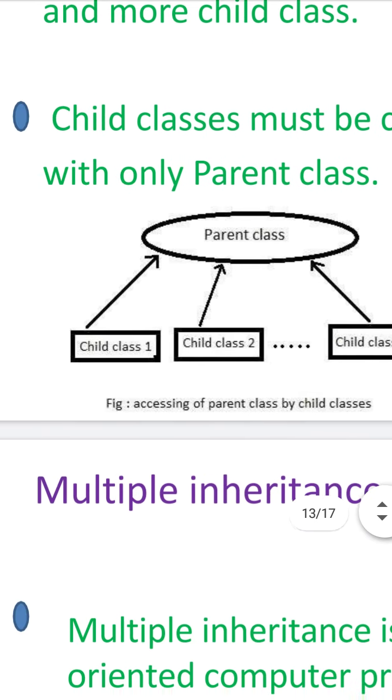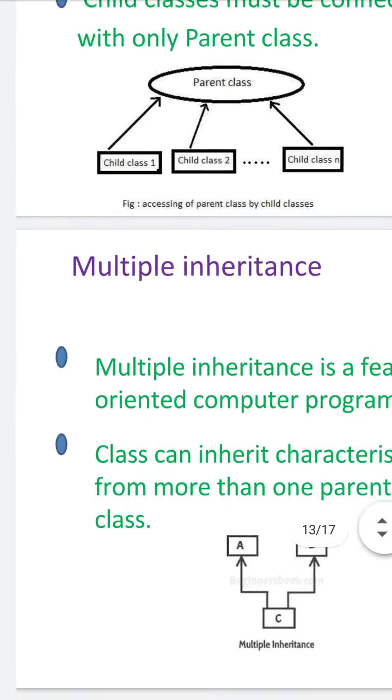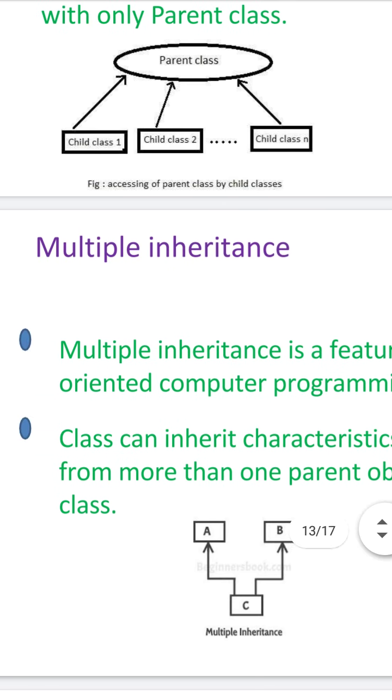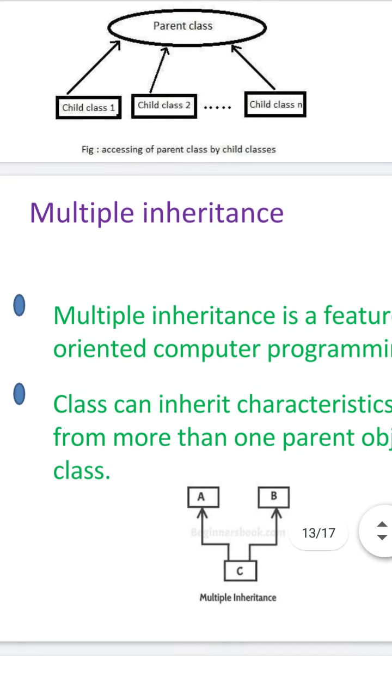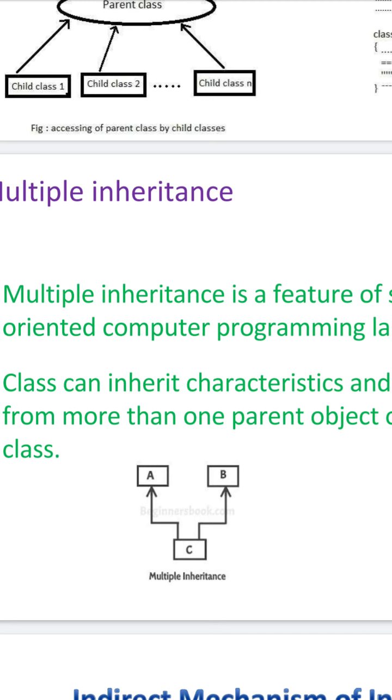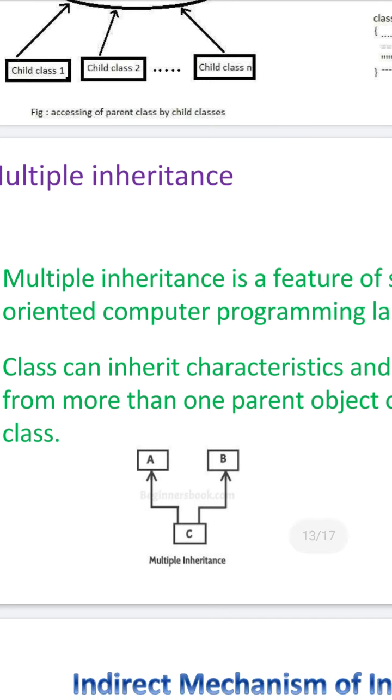Okay, now we will come to multiple inheritance. In this inheritance, what happens? You can have multiple parents. That means the parent classes will be more than one, and your child class will be one. In this pictorial view you can see that C is the child class, and the properties of A are inherited by C, and the properties of B are also inherited by C.